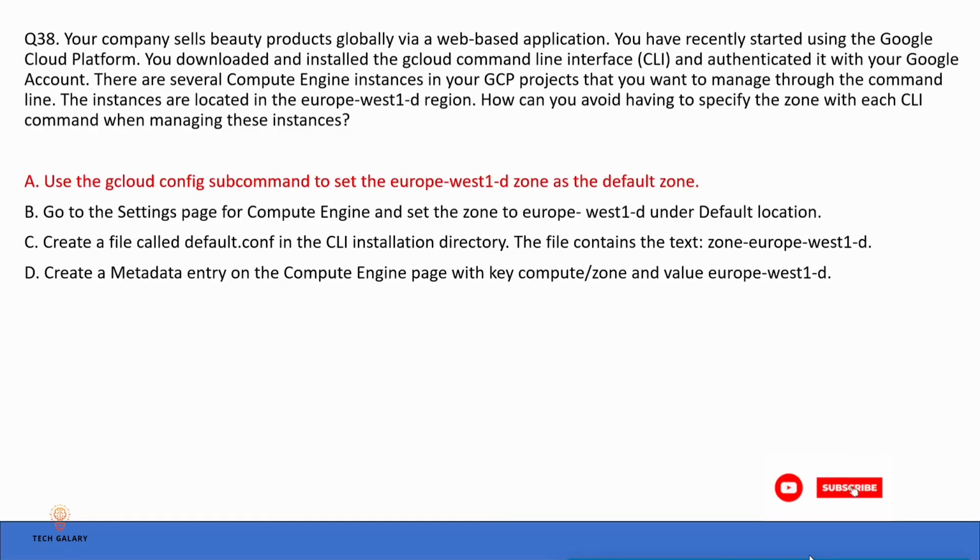Now let's take a look at option D. Create a metadata entry on the Compute Engine page with key compute/zone and value Europe West 1-D. This option is not correct because changing the Compute Engine metadata will not change the gcloud command line config. Metadata entries are primarily used to add custom key-value pairs to instances for different purposes, but they do not override the default zone which is used by the gcloud CLI tool. So even if you create a metadata entry on the Compute Engine page with key compute/zone, it will not affect the CLI commands. So this option is not correct. So the correct option for this scenario is option A.